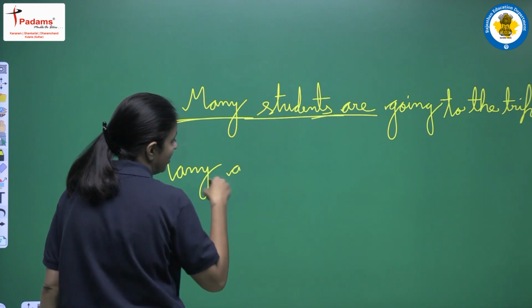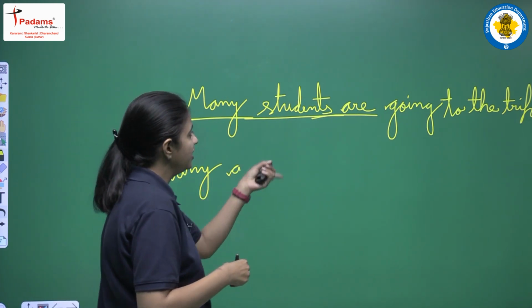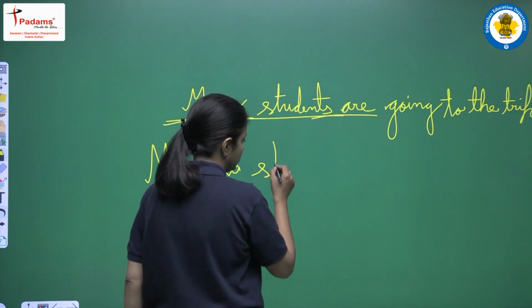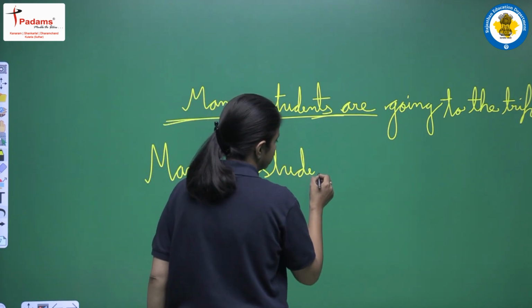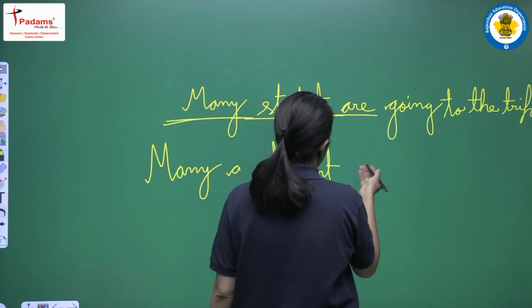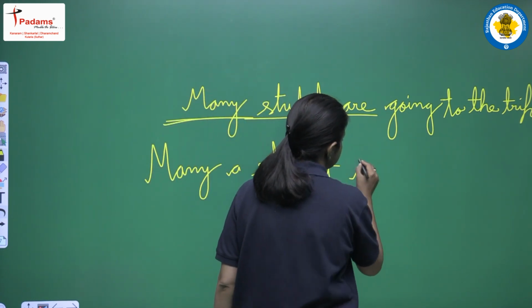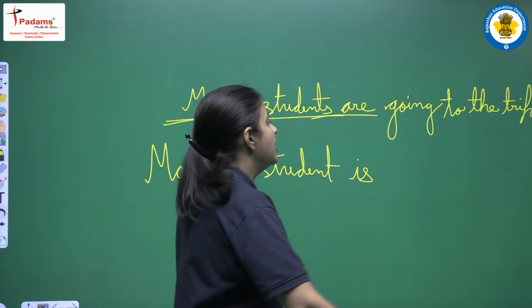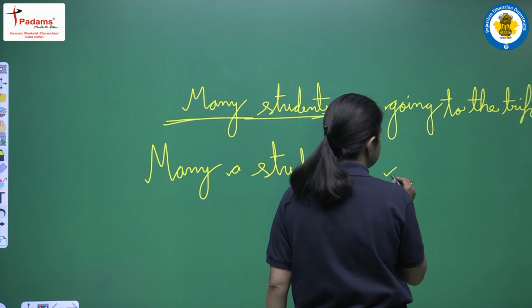Now we have many a. So after many a we have to write a singular noun. So we will write student. Okay, so we have many a student, and after student we have to write a singular verb also. So we won't use are, we will use is, and then the rest of the sentence will be the same.